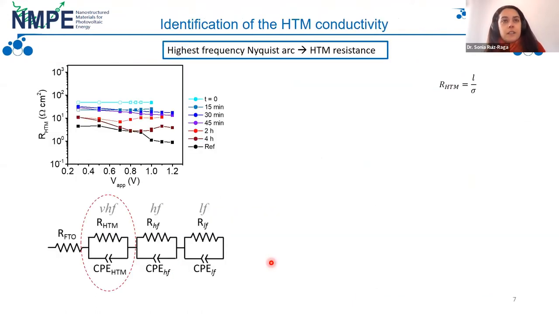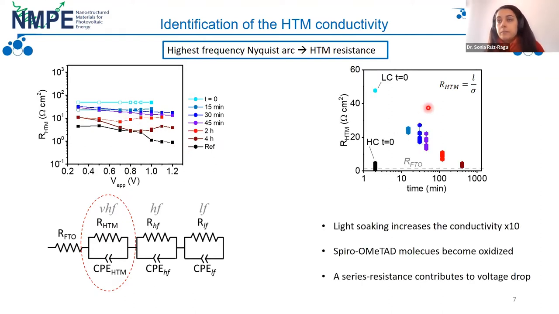The first thing that was observed is that with the light soaking, and remember this is an encapsulated sample, not exposed to air, the resistivity of the HTM, which is related to the conductivity, decreases exponentially over time, from over 50 ohms centimeter square to a very negligible resistivity that doesn't affect the performance that much.